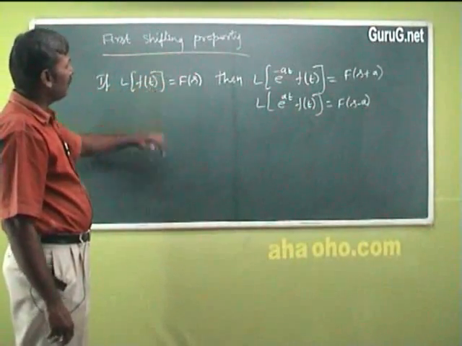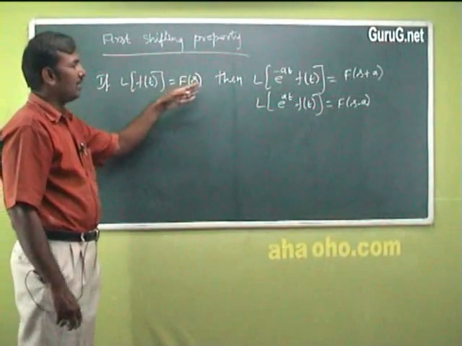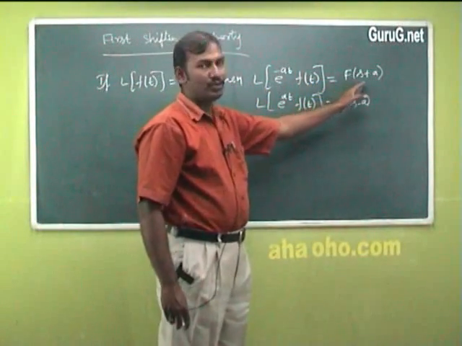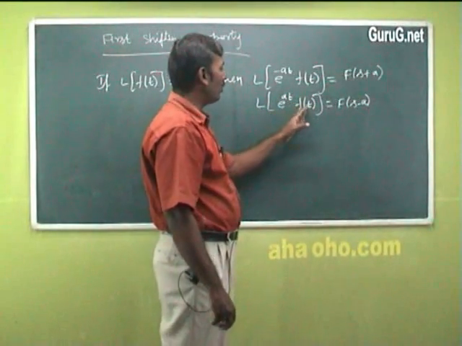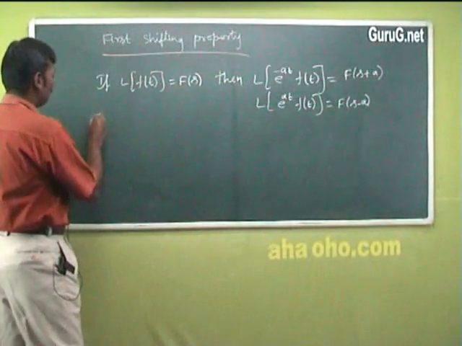Shifting property is a very important property. If L of f of t equals f of s, then L of e power minus at f of t equals f of s plus a, or L of e power at f of t equals f of s minus a. So it is a very simple result.